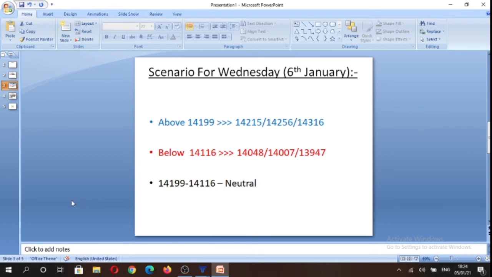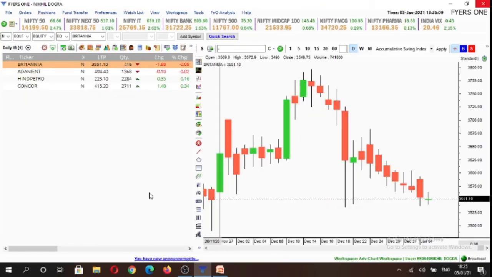That is above 14,199 levels, we can potentially trade towards 14,215, 14,256, 14,316 levels. And on the flip side, below 14,116 levels, we can trade towards 14,048 levels and 14,007 level and potentially 13,947 levels. And conservative traders, they can refrain from making any trades in between the neutral price range of 14,199 to 14,116 levels.